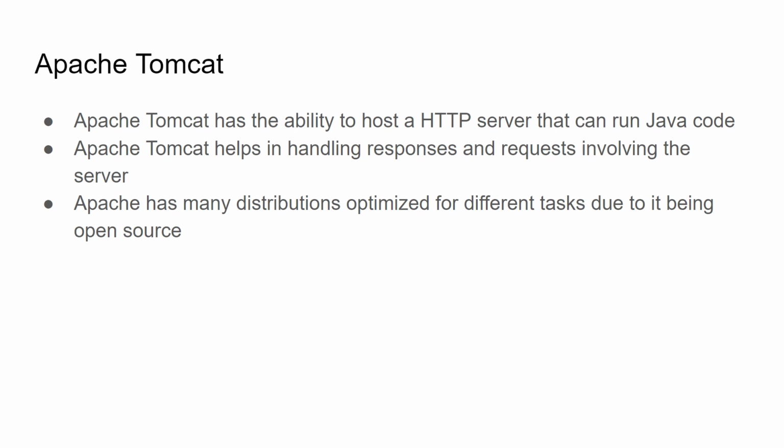Apache has many distributions optimized for different tasks due to it being open source. Since it is open source, it is free to use. Apache Tomcat gets regular updates and bug fixes from its developers and supports secure socket layer for secure connections.